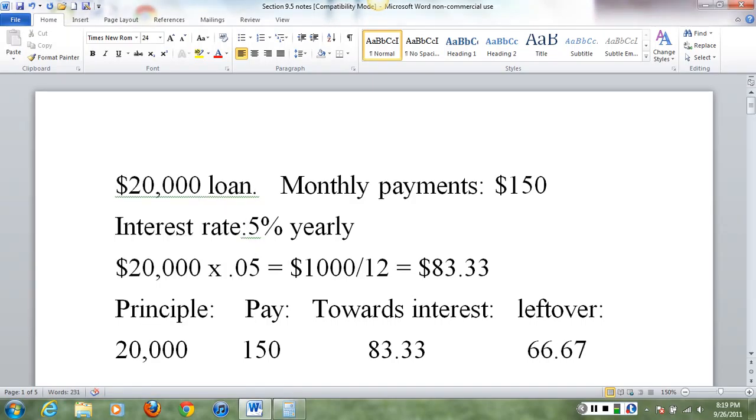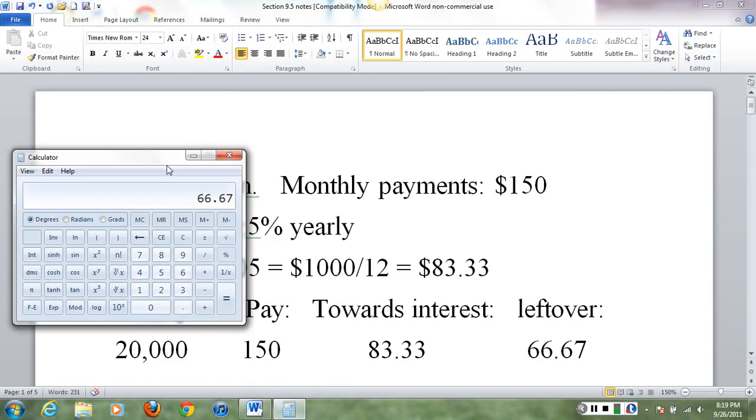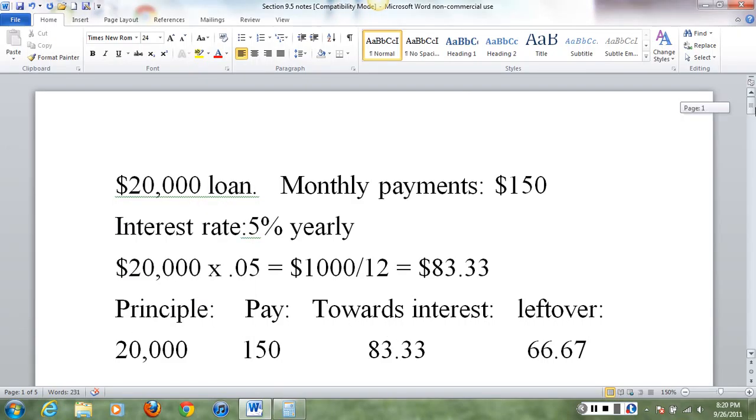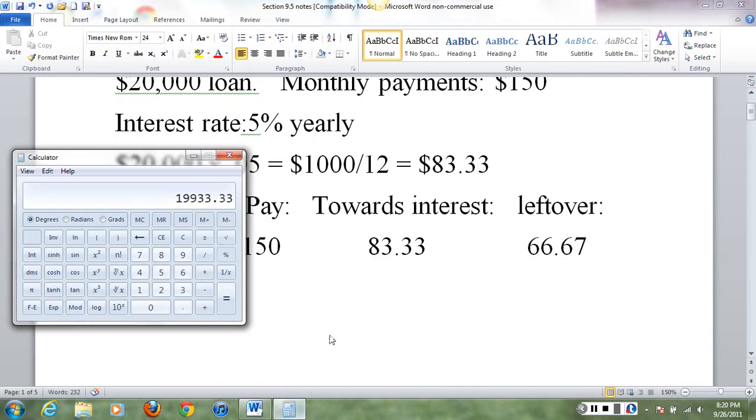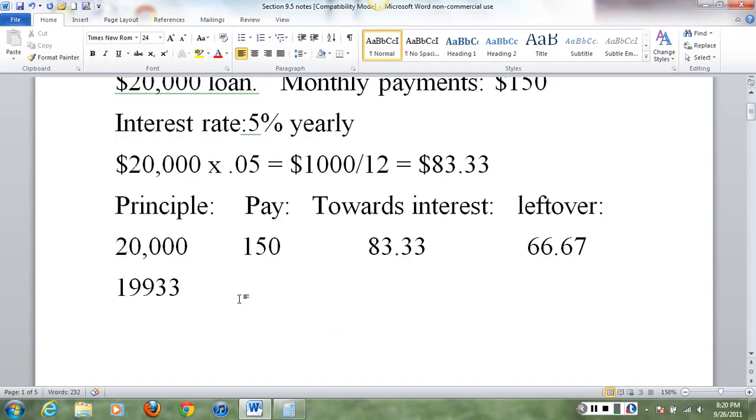Now that 66.67 is actually taken off principal, so that means now, instead of the 150 all coming off of principal, only the $66 does. So we're going to say now 20,000 minus 66.67. That means now we're left with 19,933 and 33 cents.